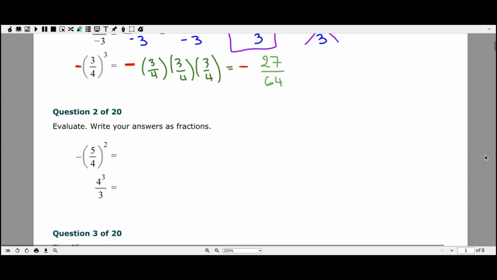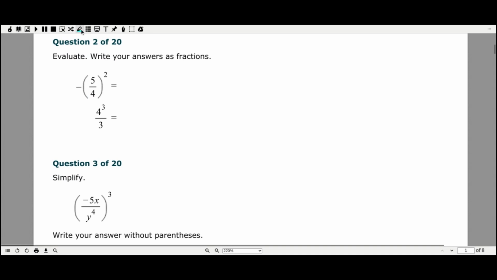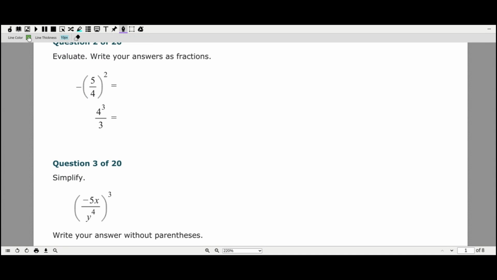All right, we go into problem number 2. Okay, it's kind of the same idea. So we have the negative outside of parentheses, so we just carry it over. The one that repeats twice is 5/4. So 5 over 4 times 5 over 4. So bring over the negative sign. 5 times 5 is 25 and 4 times 4 is 16. Okay, bring over the negative sign.